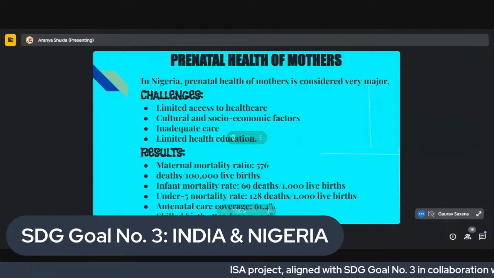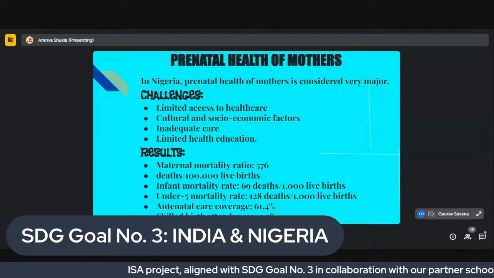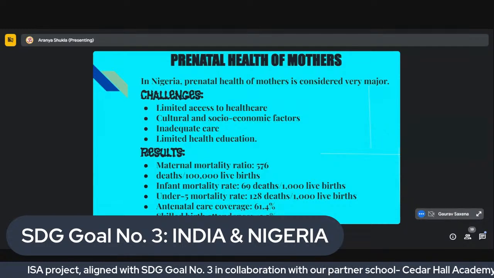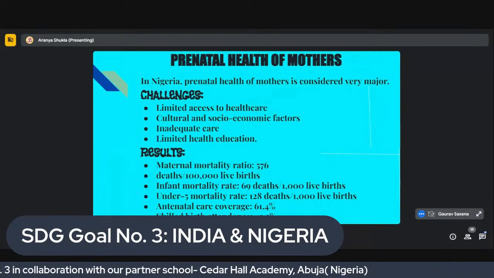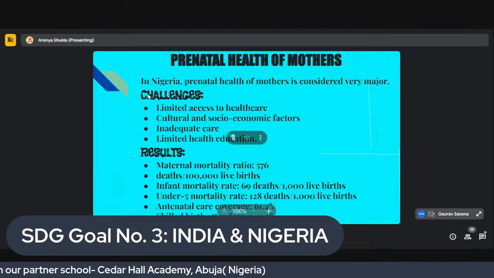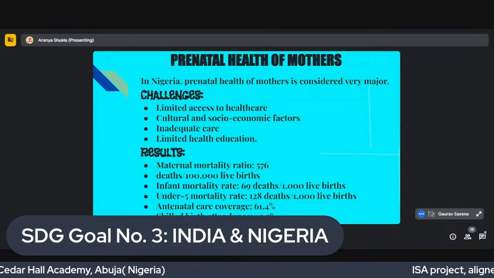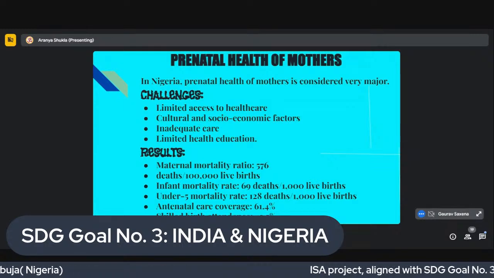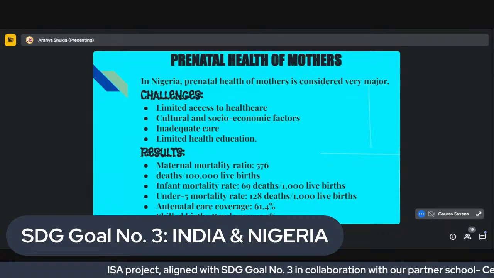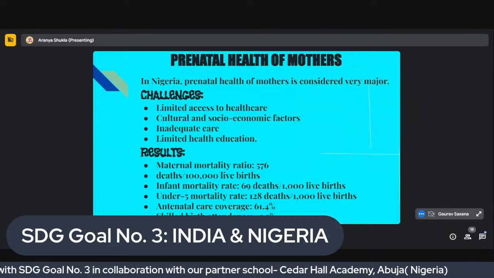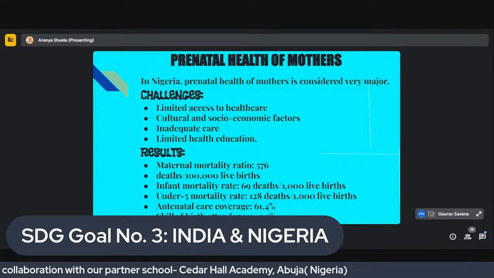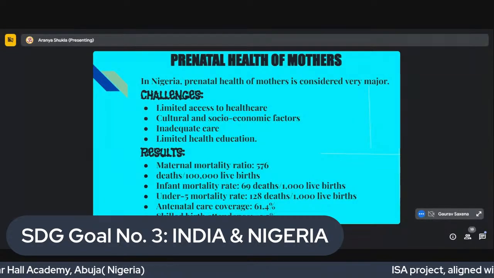Results: maternal mortality ratio 576 deaths divided by 100,000 live births. Infant mortality rate 69 deaths divided by 1,000 live births. Under 5 mortality rate 128 deaths divided by births. Antenatal care coverage 61.4% and skilled birth attendance 43.5%.